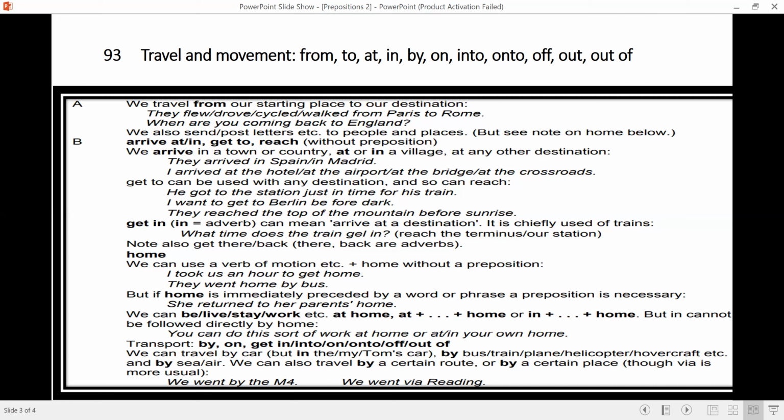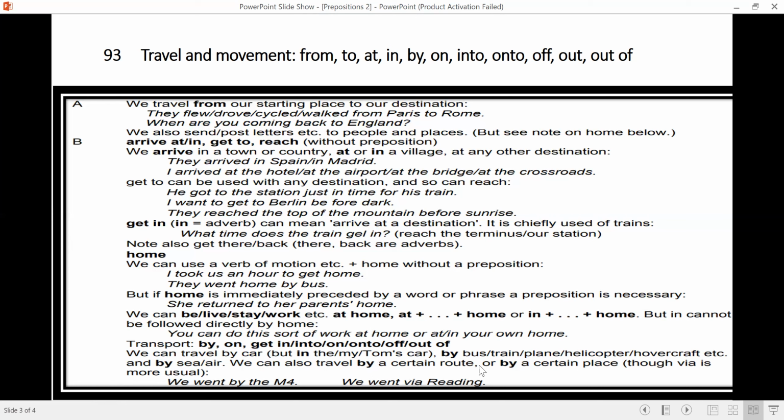But if you want to use any other word before car, bus, etc., you will use in. How? Like this: in the car, in my car, in Tom's car. If you're simply saying car, bus, plane, etc., you will use by car, by plane, by helicopter, etc. But if you place any other word before car, bus, etc., you will use in them. By sea, by air. All right.